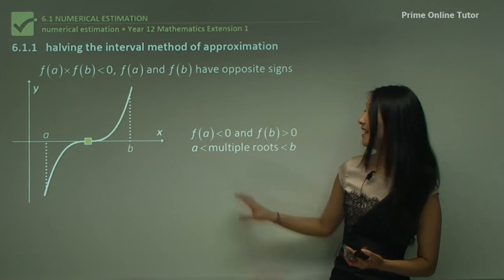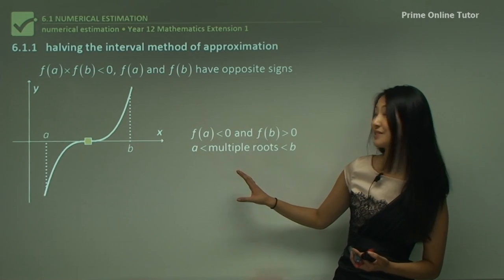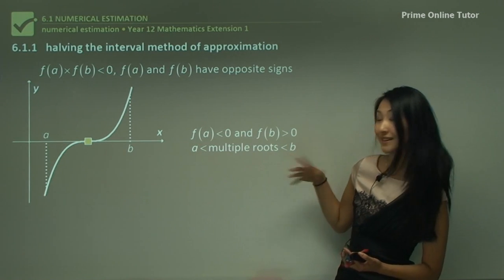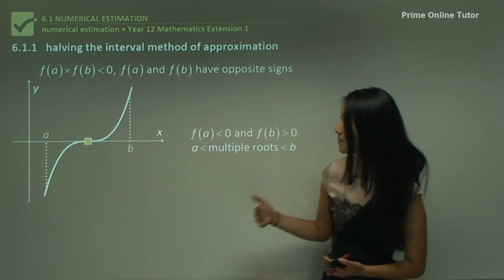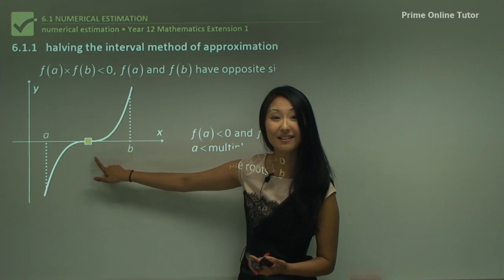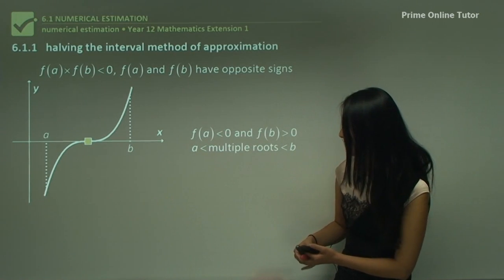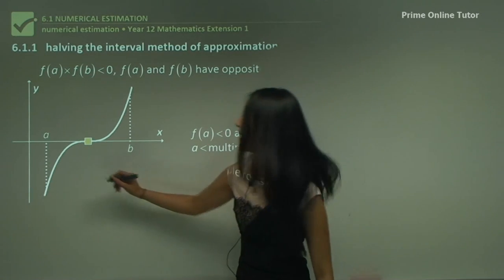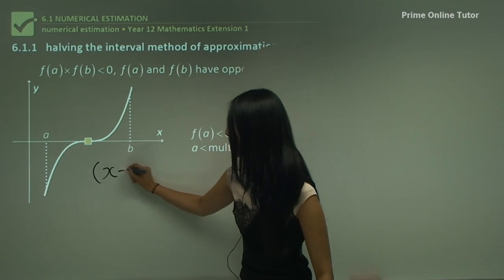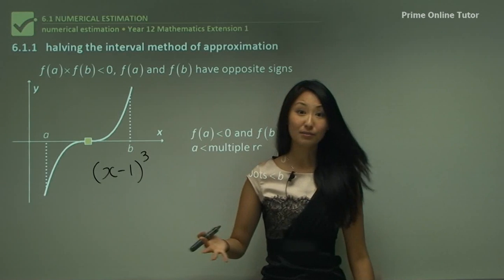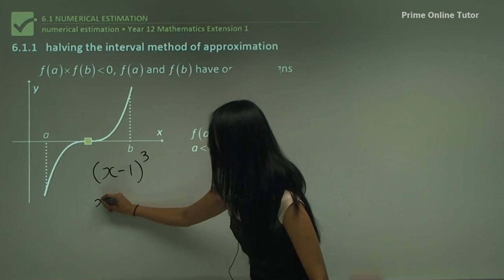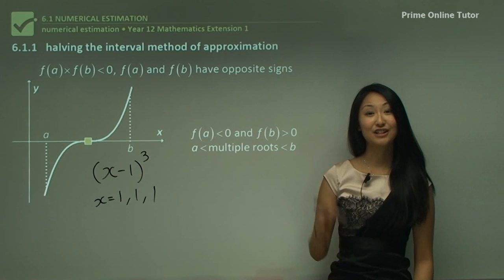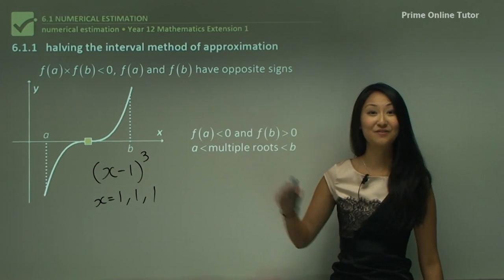So this is another way that you can have multiple roots. In this case, we have A negative, B positive, so they have opposite signs, but there's multiple roots in between here because, as you can see, that's actually an x cubed graph. So this could be, for example, x minus 1 cubed. So x is going to equal 1, 1, and 1. So there's actually 3 roots in between those 2 values.